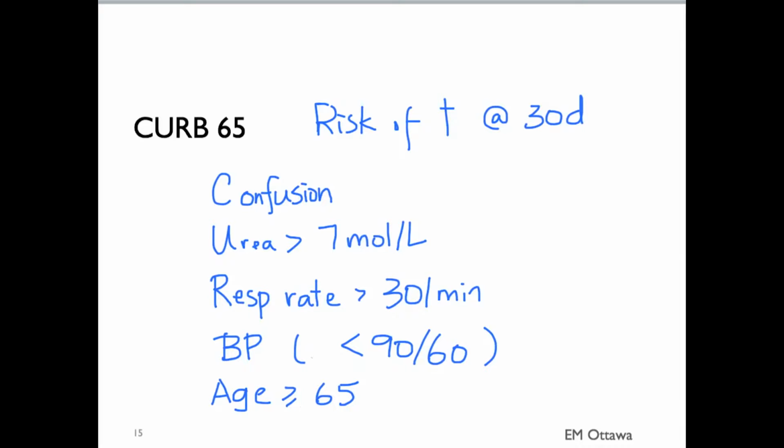Each score is given 1 point. The higher the number of points, the higher the risk of mortality at 30 days. Patients with the score of 5 has an almost 60% chance of death at 30 days.